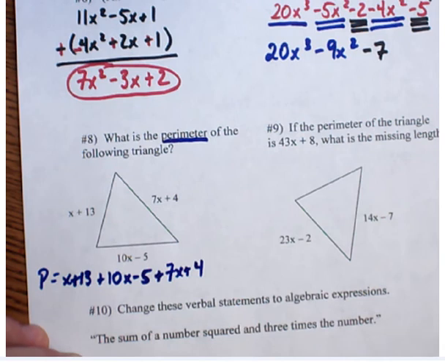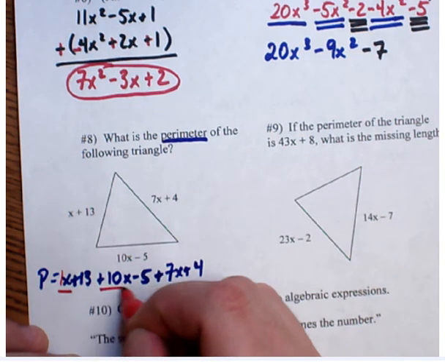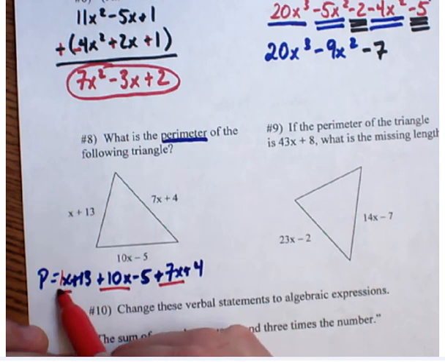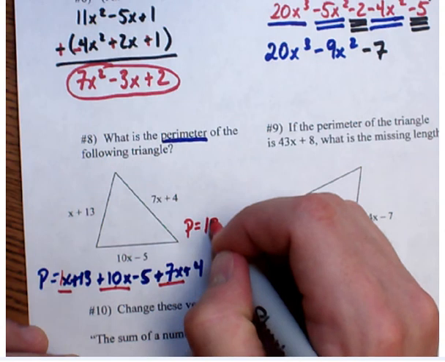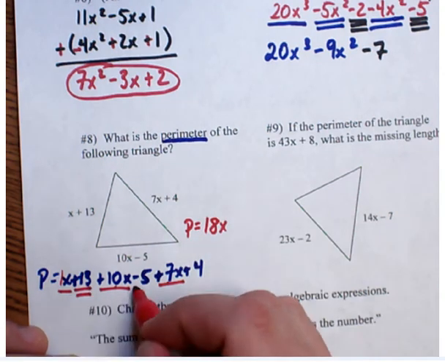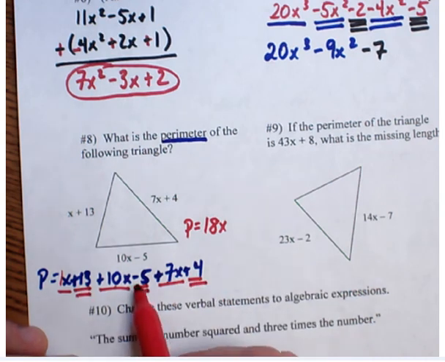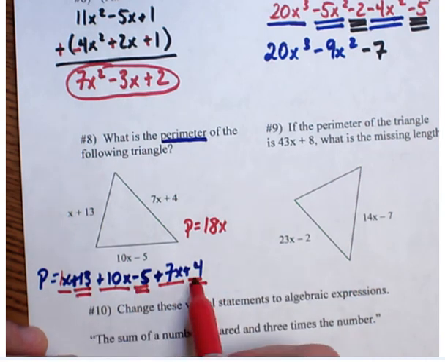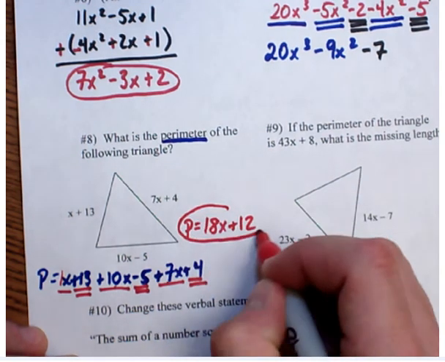Now, let's combine like terms. We have a 1x, we have a 10x, and we have a 7x. 1 plus 10 plus 7, we get 18x. And then we have 13 minus 5 plus 4. 13 minus 5 is 8. 8 plus 4 is 12. There's your perimeter.